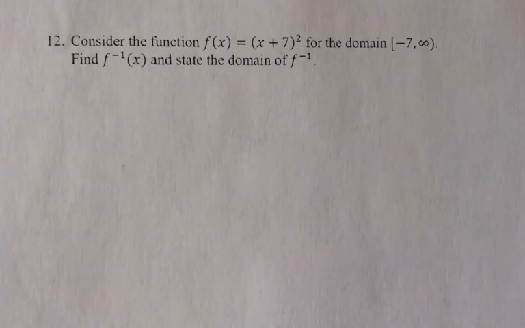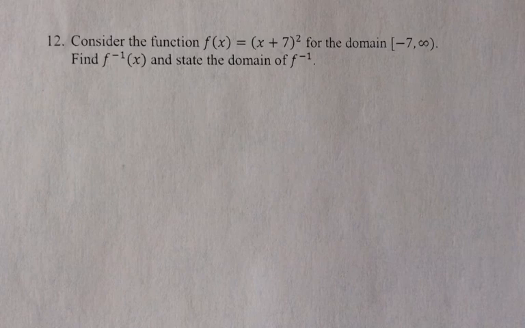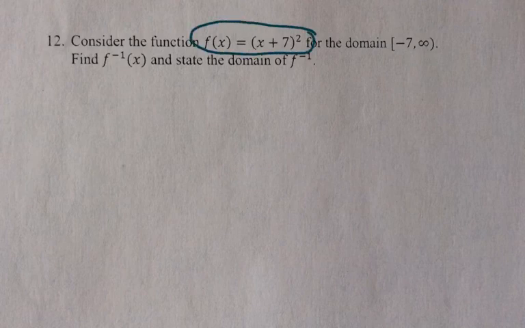Okay, so lastly, we're going to consider the function f of x equals (x plus 7) squared for the domain [-7, infinity), including -7 because it has a bracket there. It asks us to find the inverse of f and state the domain of the inverse. Before I do that, I want to draw a little rough sketch of what the function itself looks like, because that's going to be really helpful for us to figure out the domain of the inverse. So I'm going to draw a little rough sketch.